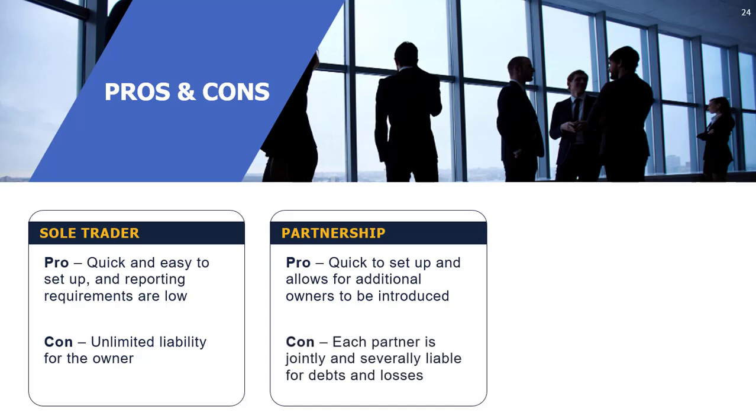Con, each partner still has unlimited liability, so each partner is jointly and severally liable for all of the debts and losses. And also, I'd put arguments on there as well. Sometimes there are disputes between the partners as to how they should be running the business.